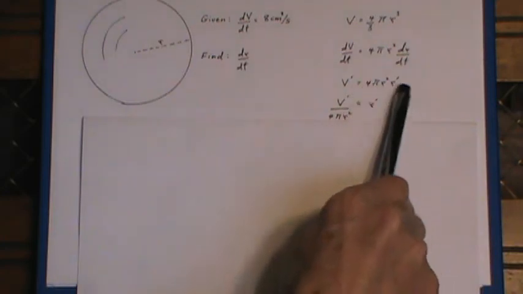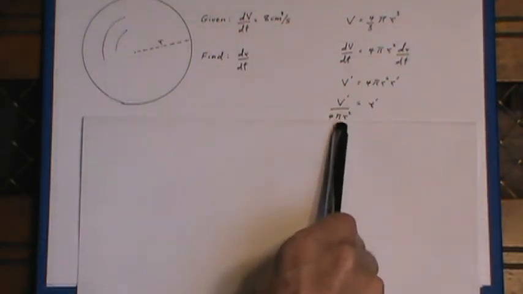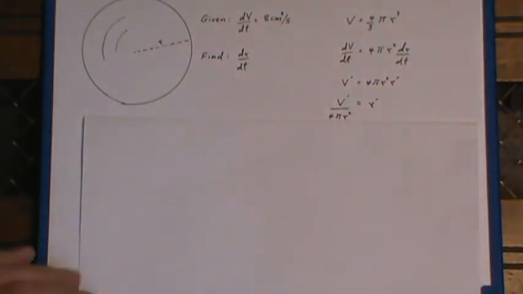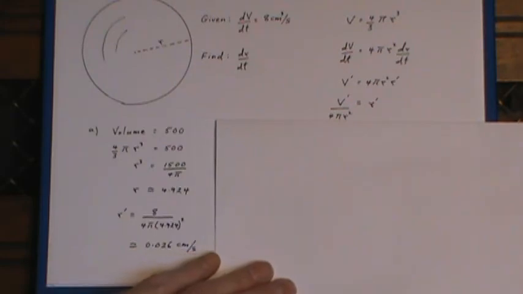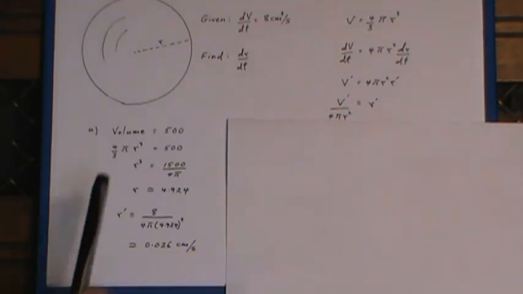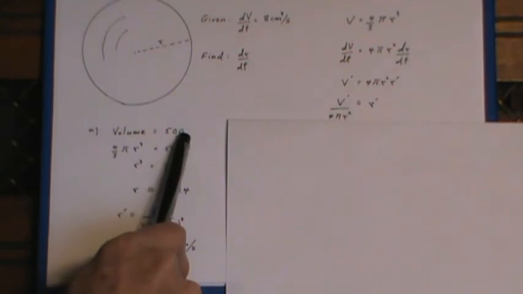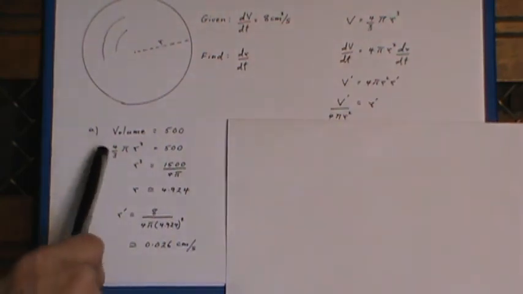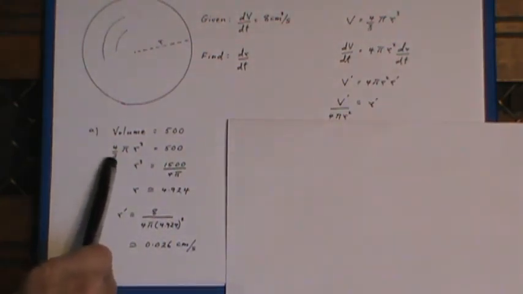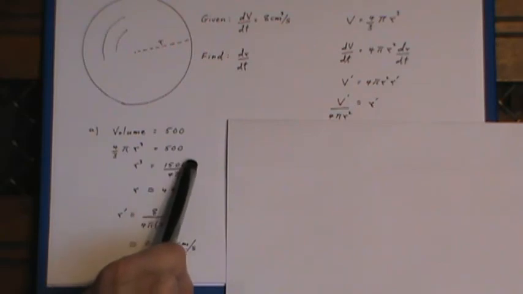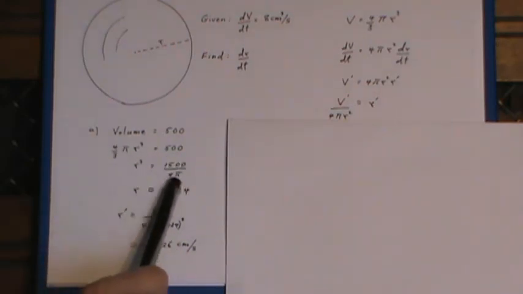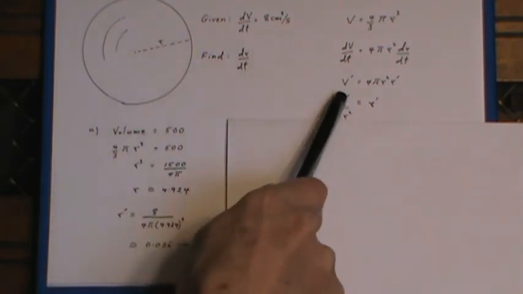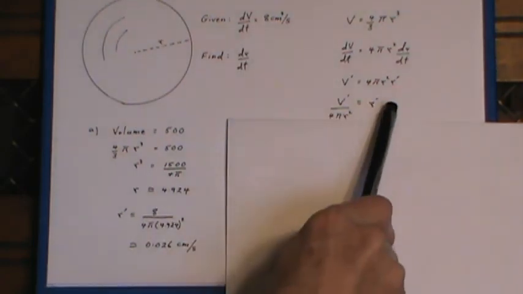I rearranged the formula here. I divided both sides by 4 pi r squared because I'm looking for R prime, the rate of change of radius at particular times. Now the first given gave us a volume of 500 cubic units. So again, I go back to the volume formula. I cross multiply, 3 times the 500 is 1500, and then divide by the 4 pi. Worked that out on my calculator, took the cube root, and then just plug these numbers into the R prime formula right here.